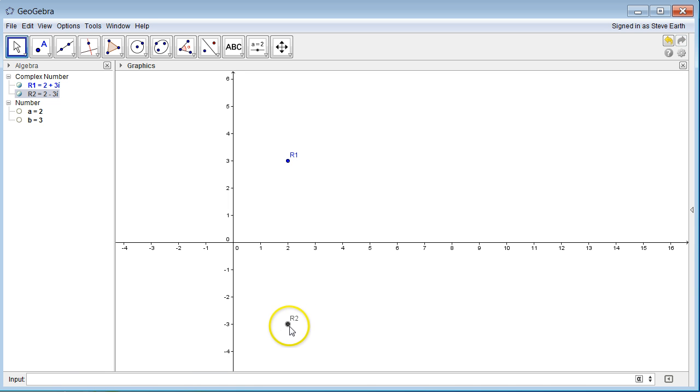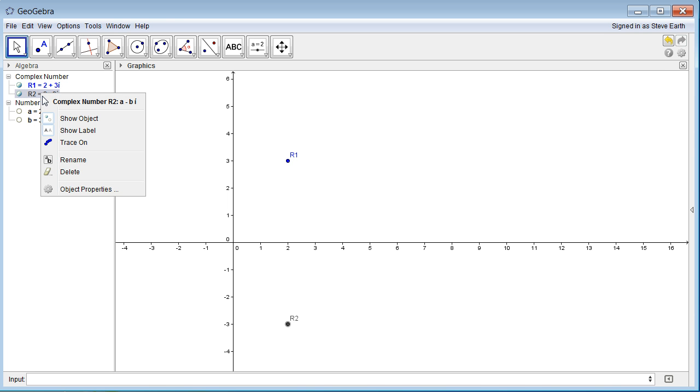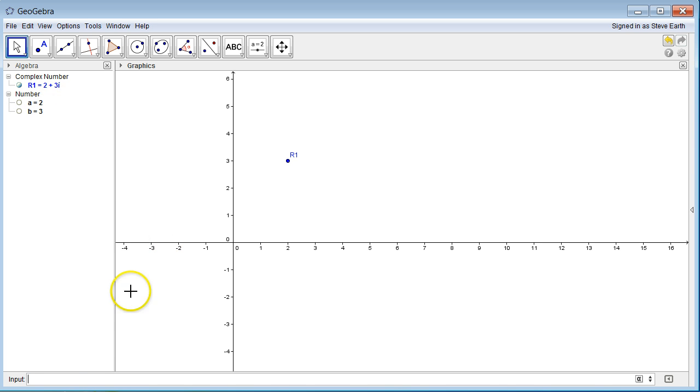But there's another way to have done it too. So I'm going to delete that R2 and do it the other way, because I think the other way is kind of cooler. The way I'm going to delete it is I'm going to right-click on R2, or for you on the Chromebook, you have to hit it with 2 fingers at once. Hit delete, boom, it goes away.